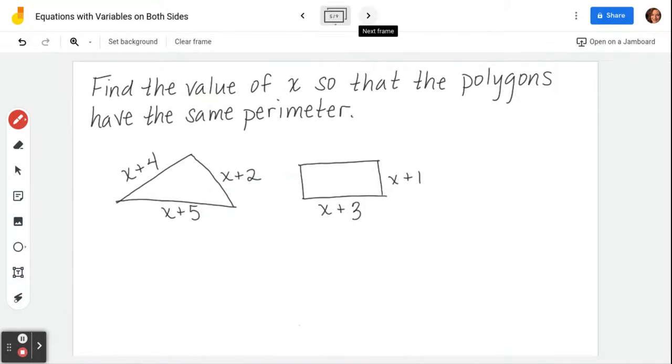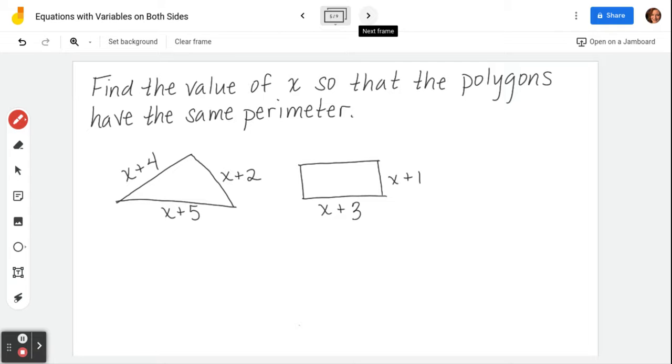Okay. A couple more things I want to show you. Problems like this are really pretty common. They want you to find the value of x so that the perimeters of the two shapes are the same. How do you find perimeter? Do you remember? Perimeter is when you add up all the sides.